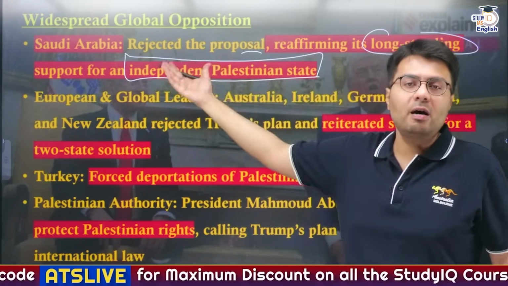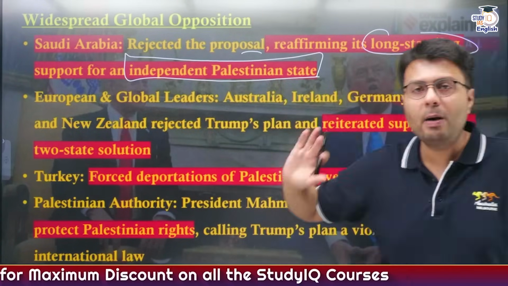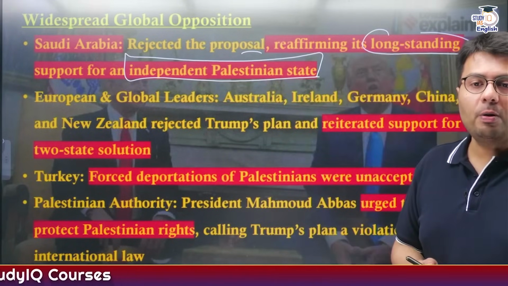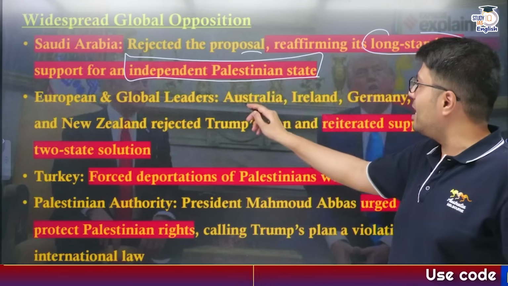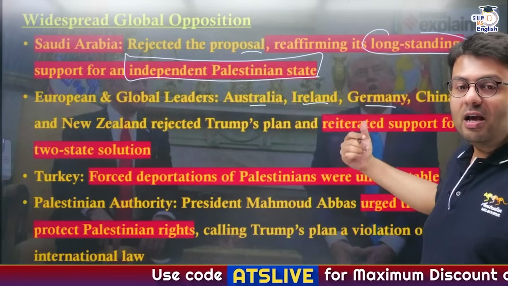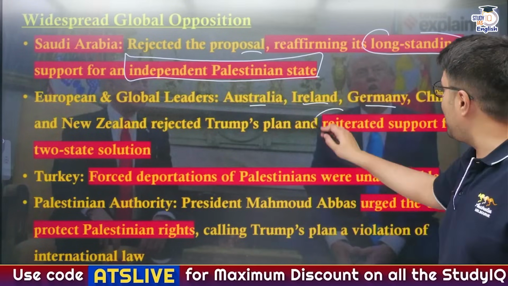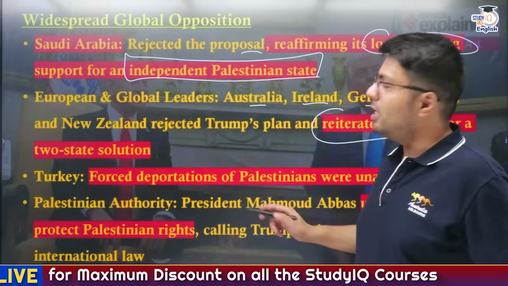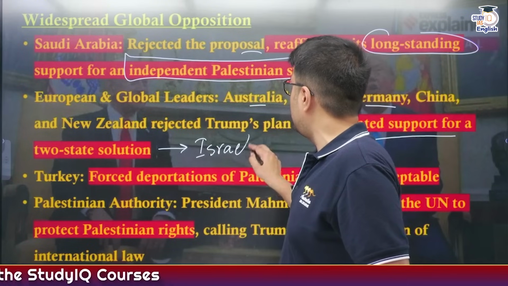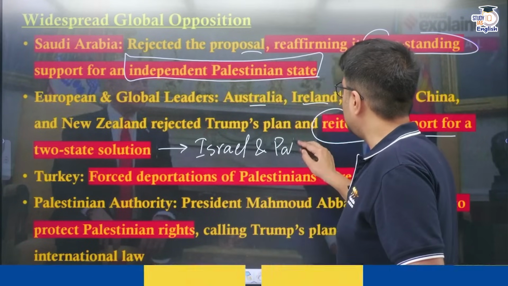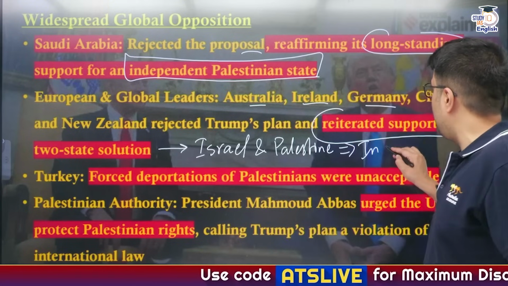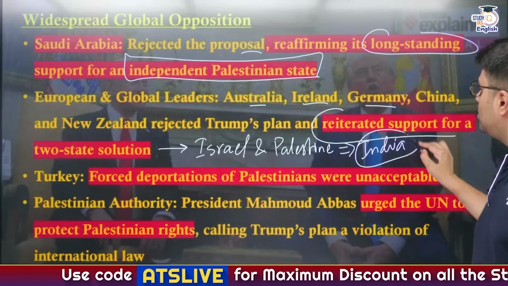So how will you make a Palestinian state independent when you take parts of its territory and remove the people living in it? Similarly, European and global leaders, like US close allies such as Australia, Ireland, Germany, and even rivals like China, criticized Trump's plan, and they have reiterated their support for a two-state solution. Two-state solution means this region will consist of two independent nations, that is Israel and Palestine, right? And this has historically also been India's stand, that India also looks at this region from a two-state solution perspective.